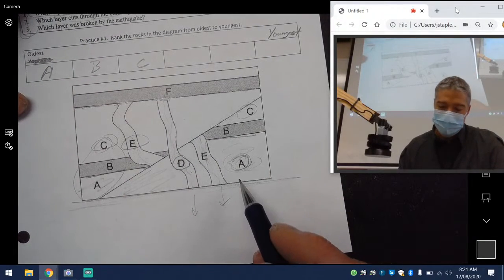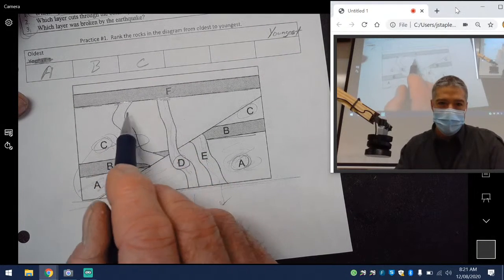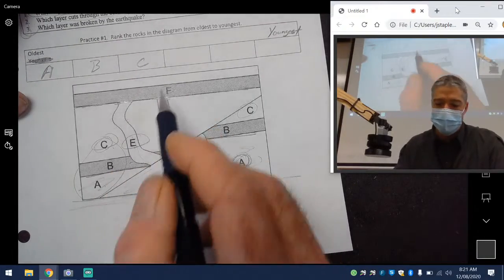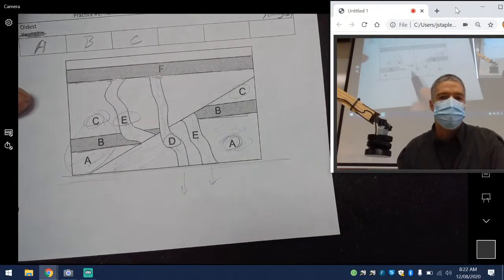But now, if I go up to F, then I've gone beyond these two. F is above E and D. So both E and D are older than F. So F's not the next one. Of these two, D and E, which one's older?